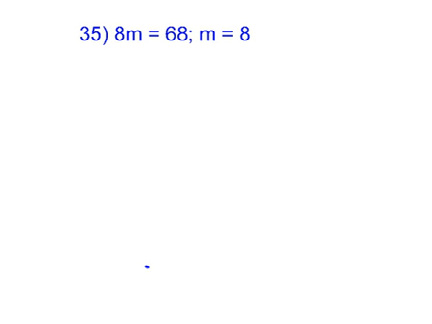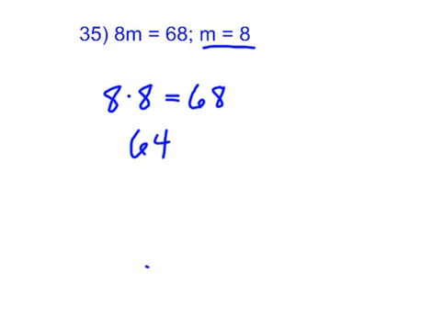And here we have one more of these type of problems where we're going to check to see if m equals 8 is a solution. So we have 8m, so that would be 8 times 8 is equal to 68, and 8 times 8 is 64. And so we'll write 64 is not equal to 68. This is not a solution.